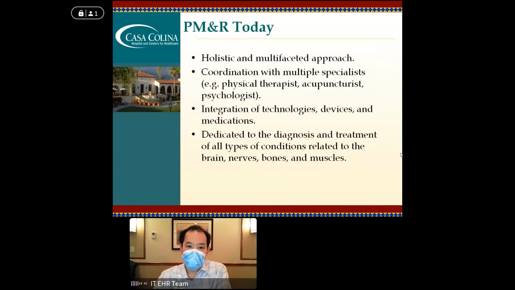Now the specialty of PM&R has changed over time, and it has evolved as new technology and new information have come about. Much of it is related to interaction with other specialists like physical therapists, acupuncturists and psychologists. We employ a holistic and multifaceted approach. We use a lot of new technologies that are available, new devices and medications, to help us in the diagnosis and treatment of various conditions like muscle pain or back pain, and other conditions like stroke or brain injury.